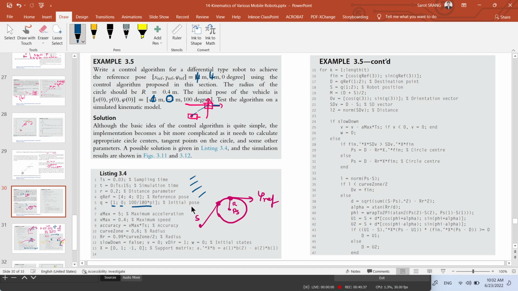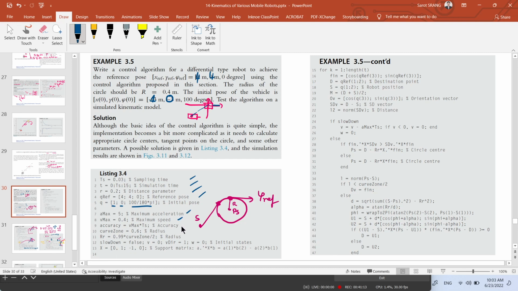So in here, actually, the algorithm or the code also accounts for acceleration and maximum velocity. So when it needs to slow down and when it needs to accelerate. And so here, maximum acceleration is defined as 5 meter per second per second. Maximum velocity is 0.4 meter per second.